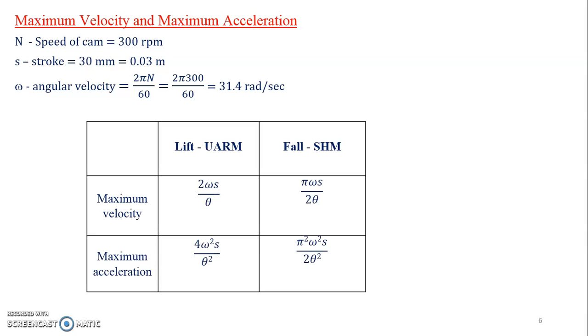Now in our case, the angle of lift, which is 120 degree, follows UARM. So when I calculate the maximum velocity and maximum acceleration for the lift portion, I have to use the formula which pertains to UARM. Similarly, the angle of fall will follow simple harmonic motion. Hence, while calculating the maximum velocity and maximum acceleration, I have to use that formula. These formulas I have taken from the previous chart, so it is nothing new. All right, let us go to the next.